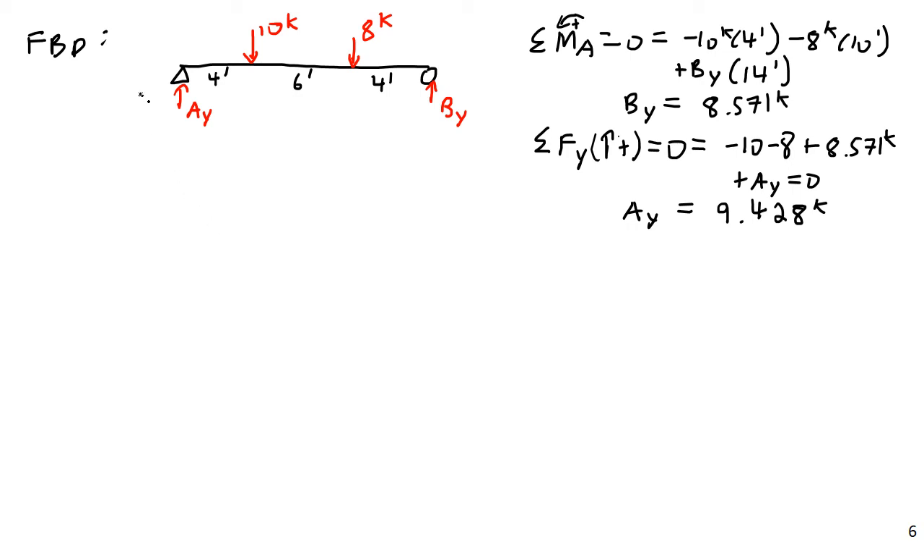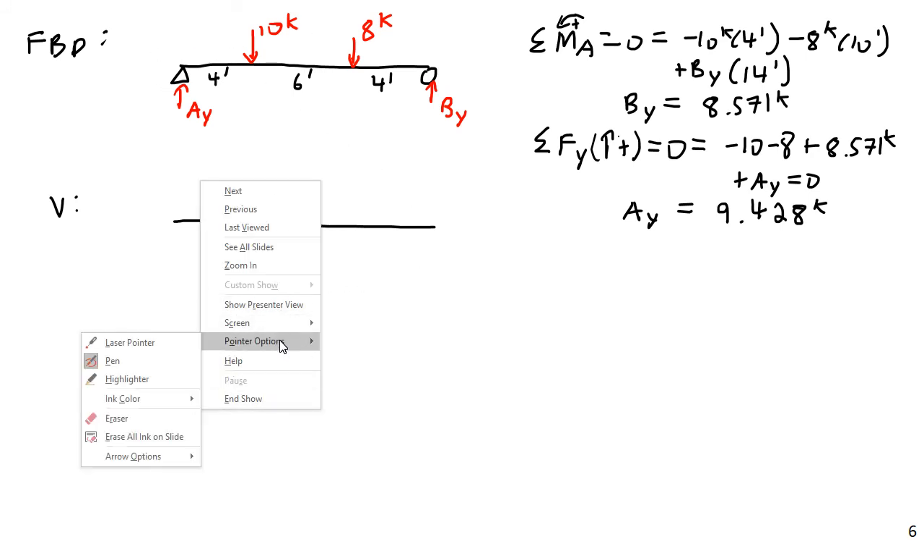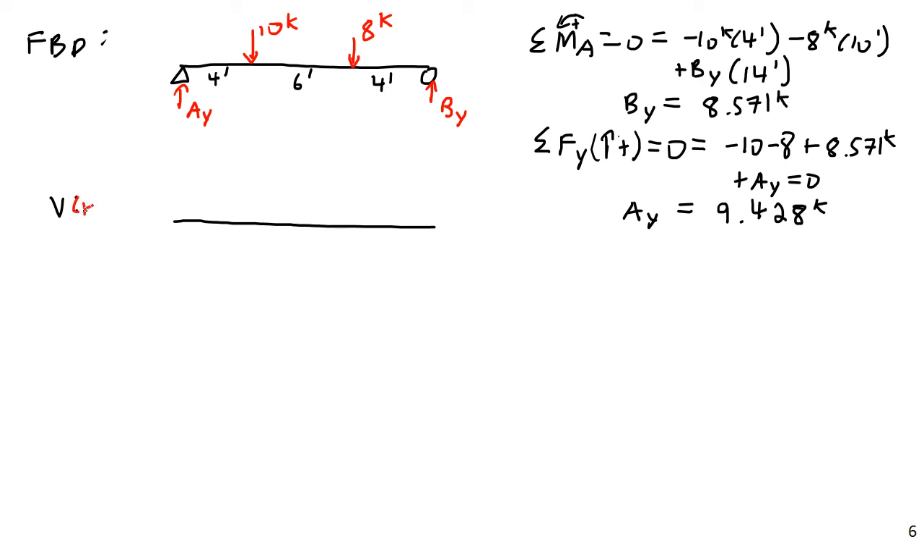So for example, my shear here, let's see. Now I don't have any distributed load on here, so I don't have any area to take into account. Instead, what's going to happen is, immediately, and this is going to be in kips, right at the left end of the beam, I have a point load or a reaction that's going to cause the shear to jump up to 9.428 kips.